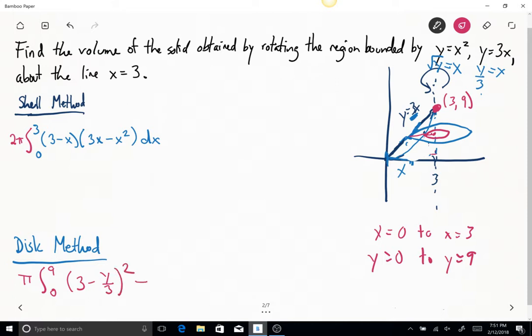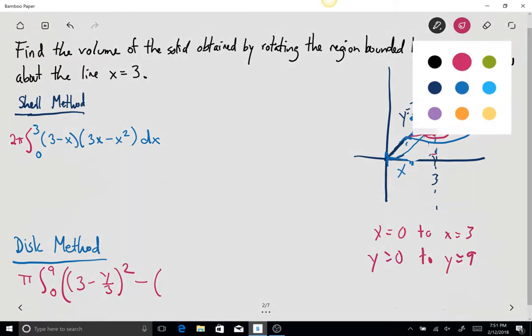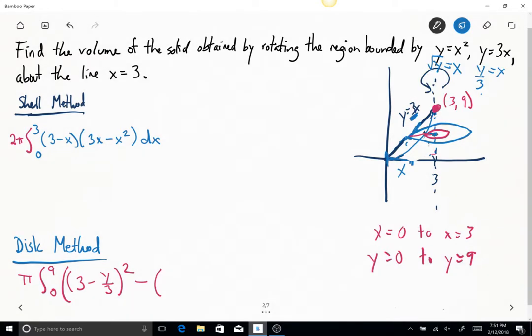But then we need to subtract out, and we can do another integral, or you can just keep it all multiplied by pi, which would work just fine. We need to work on that second radius. So that radius from, let's do in a lighter blue again, from here to here. So what is that distance? Well, that distance is from 3, and we got to subtract off the, in this case, square root of y, and square that.